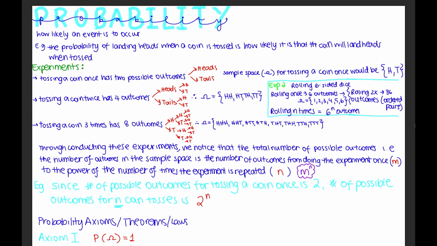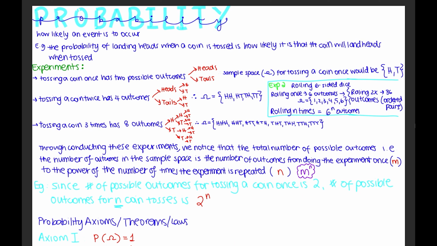Another experiment we need to know is rolling a six-sided dice. Rolling it once could have six outcomes. You could get 1, 2, 3, 4, 5, or 6. Rolling it twice, you would have 36 outcomes of ordered pairs. Like the first time you'd have 1, the second time you'd have 1. So (1,1), (1,2), all the way to (1,6), then (2,1), (2,2), all the way to (2,6), and so on. So rolling it n times, you would have 6 to the power of n outcomes.